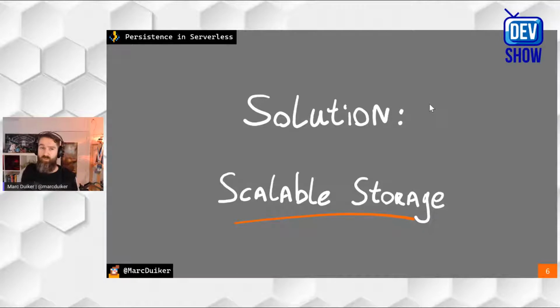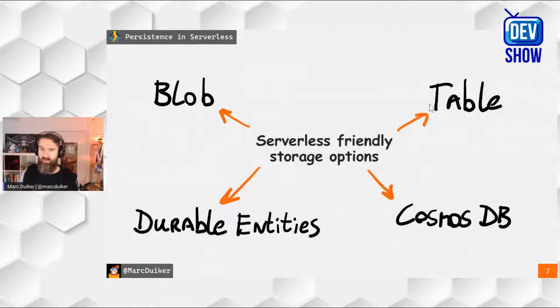So the solution is really to use a scalable storage system, and luckily, Azure provides quite a lot of those. There are more, but I'm only going to touch these 4: Blob Storage, Table Storage, CosmosDB, and durable entities. I can't do them all in depth because I could fill a session about each of them individually. The reason I picked those 4 is because they're very easy to run completely locally, so you don't even need an active Azure connection or an Azure subscription right away. So also the demos, I'm doing them completely on my local machine.